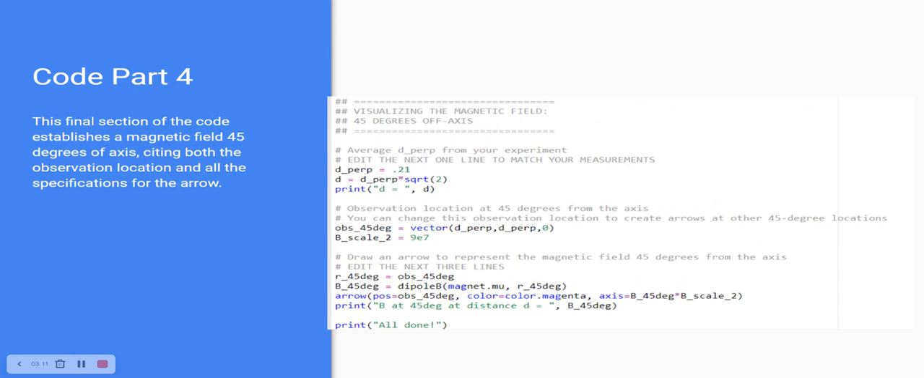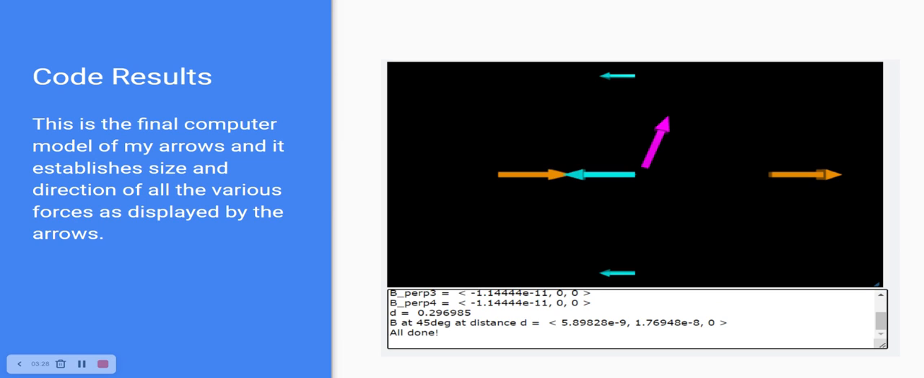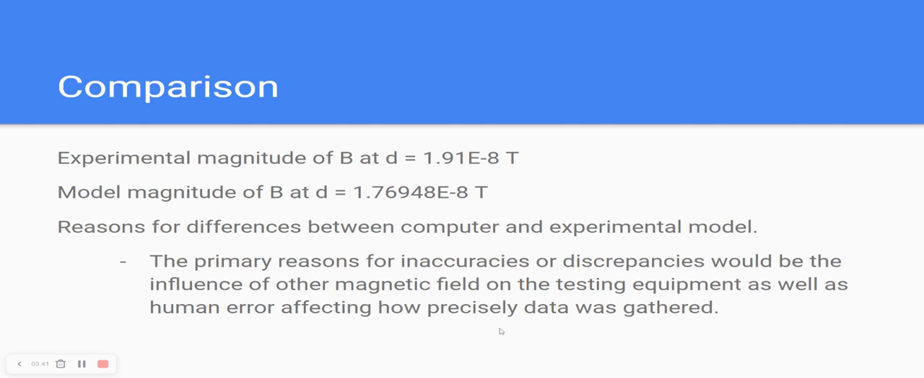and establish the arrows for them. In this final part of the code, or code 4, we establish a magnetic field 45 degrees off axis, citing both the observational location and specifications for said arrow or said magnetic field, and we also establish several prints. And here we have the final code, or the computer-produced model of my arrows, and its established size and direction of the various fields as displayed by the arrows, as you can see, as well as the printed values in the below section.